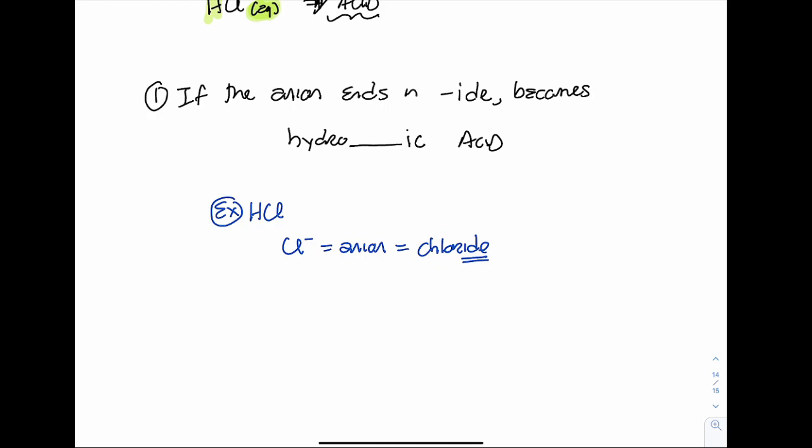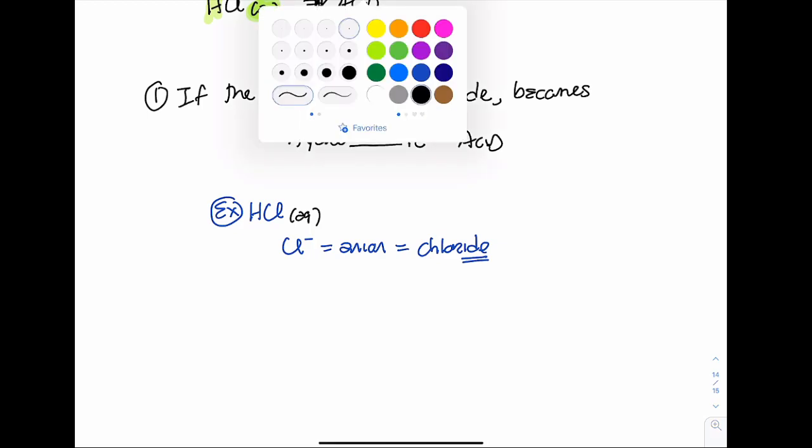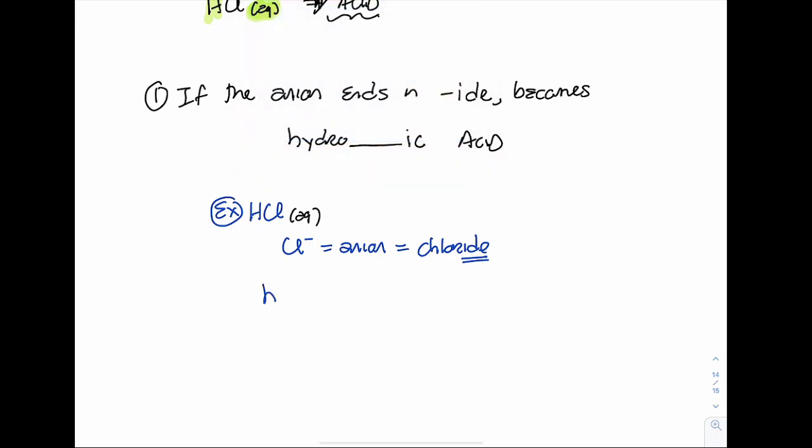So hydrochloric acid. So I put an AQ after it. I now know to name it as an acid. And it's going to be hydro, and then I'm going to take this part, chloric, right? I'm putting that chlor part on that line, and then acid. So hydrochloric acid.